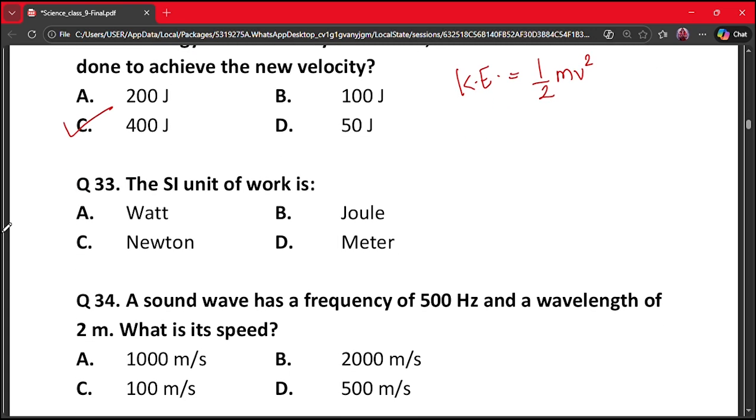The next question is question 33. The SI unit of work is A. Watt, B. Joule, C. Newton, and D. Meter. The correct answer is clearly Joule.